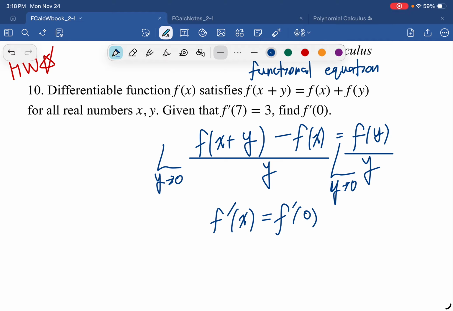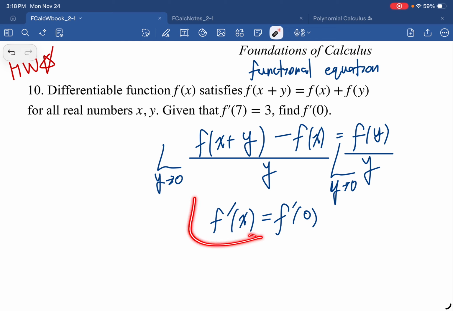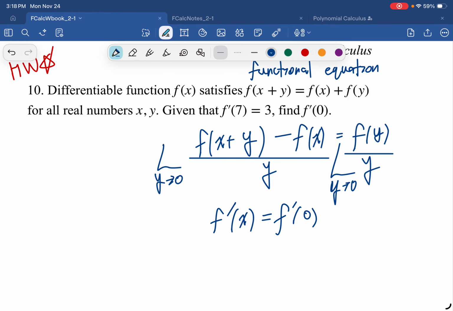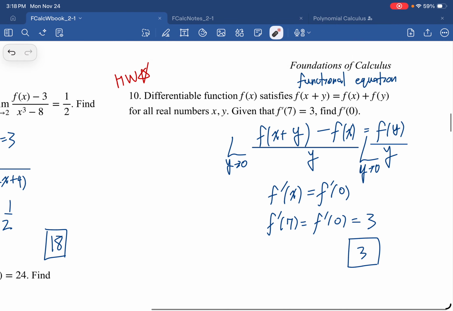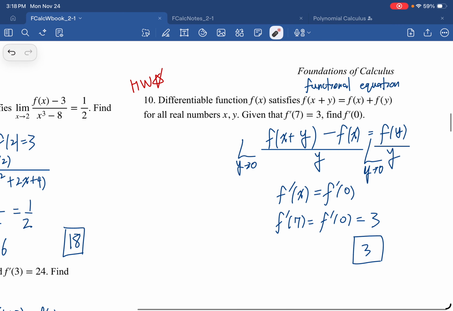And remember, f prime of 0 is just a number, right? You plugged a specific value into the derivative. But on the left-hand side is the definition of the derivative itself. So it turns out the derivative is actually a constant number. The derivative is a constant such that when we plug in x equals 7, f prime of 7 will also equal f prime of 0. And we're given that that is equal to 3. So our final answer is 3. So manipulating this functional equation into the definition of the derivative to use the given condition is, I think, quite an advanced skill here.